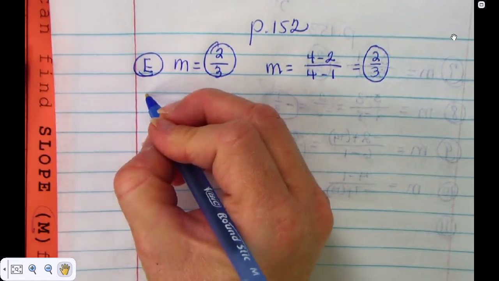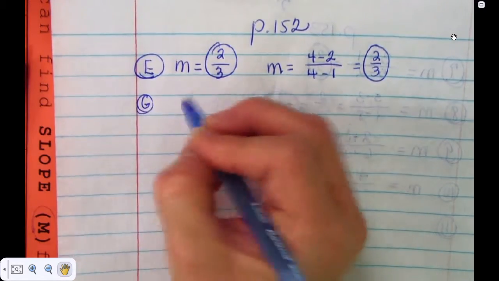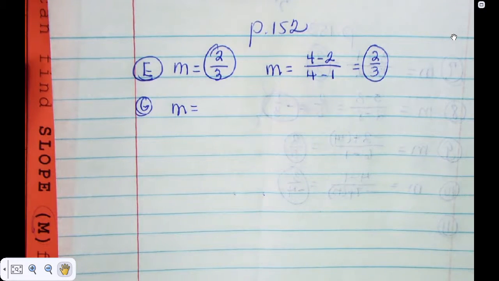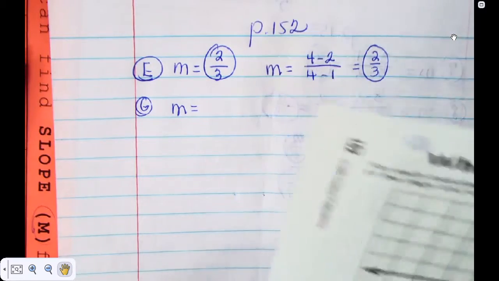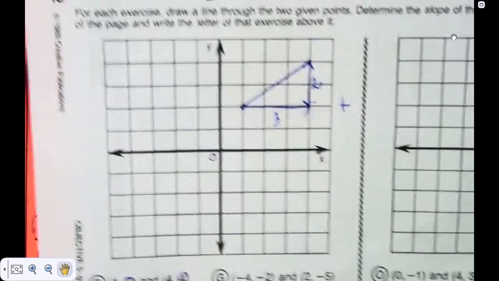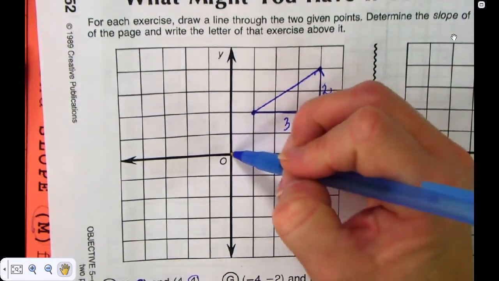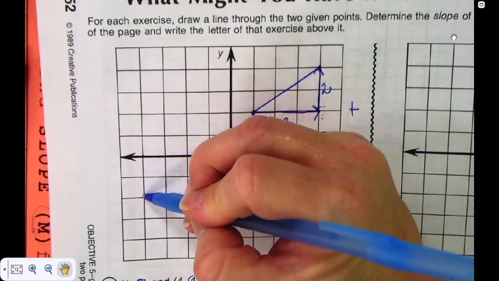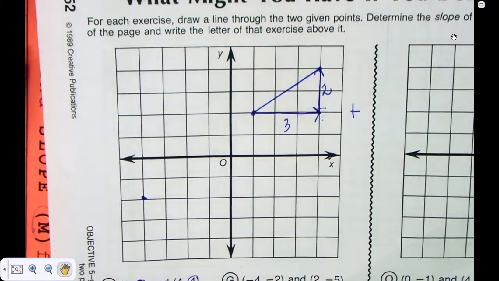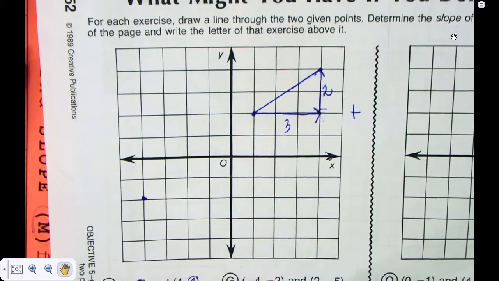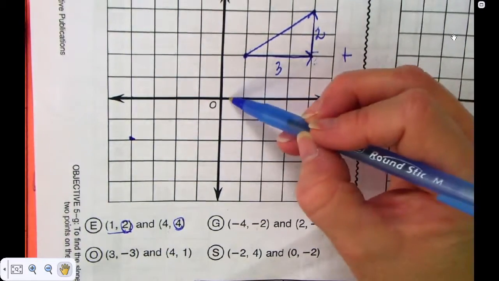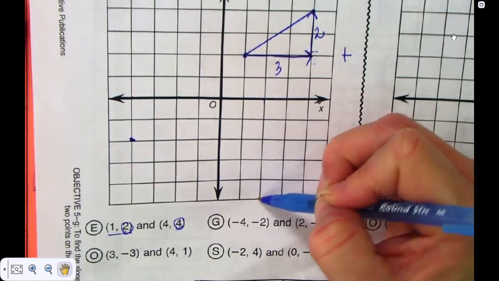Skip a line. Let's do G. Okay, on G, we're going to graph. How do I get to -4, -2? Down 2. Put your point. Guys, this point has nothing to do with this point for right now while we're graphing. 2, -5. Over 2, down 5.